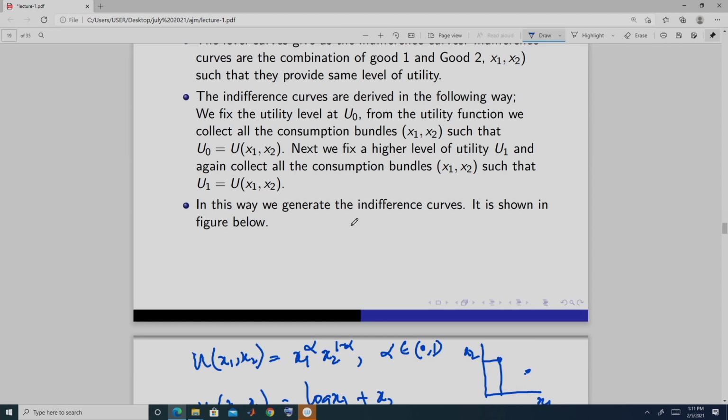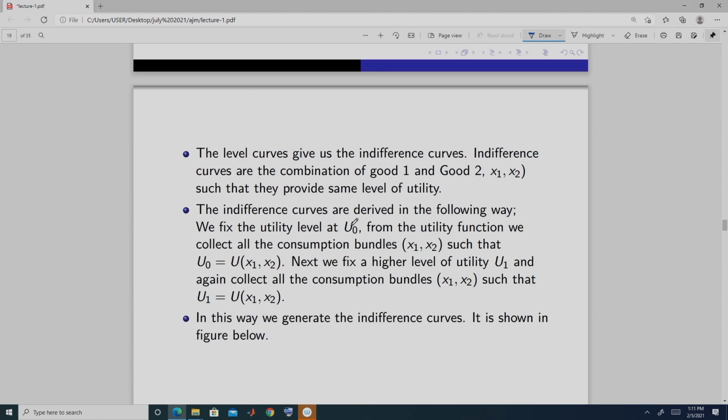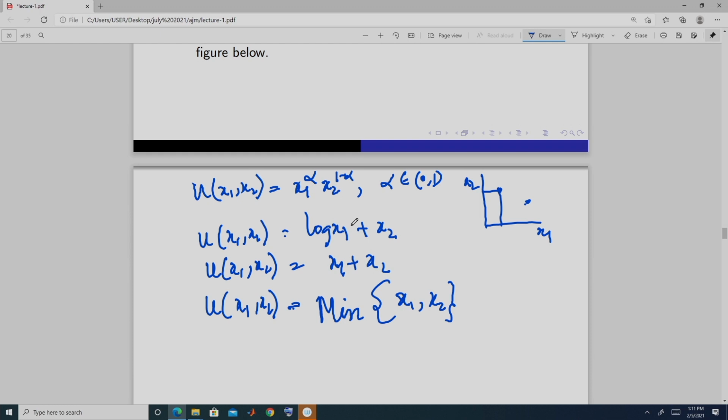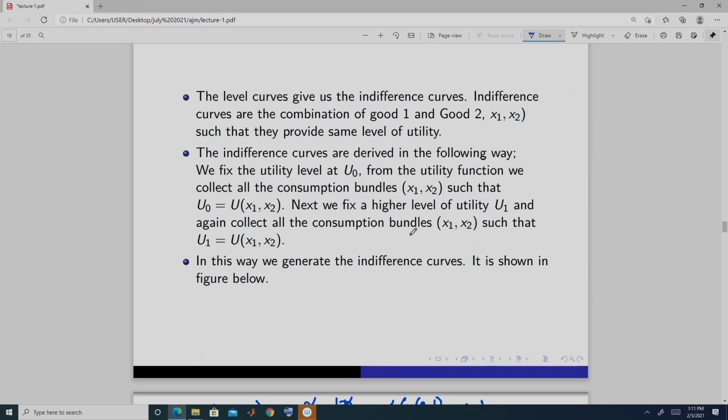Now, what do we get? We assign a number to each point like this, based on the specific utility function of that consumer. We get real numbers for each of these points in this positive orthant. Okay. Now from here we define something called an indifference curve. So what does this indifference curve say? Indifference curves are like level curves.